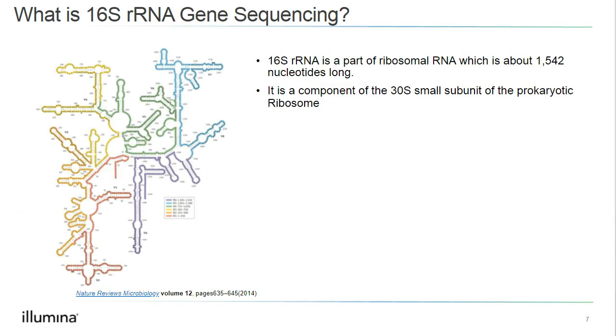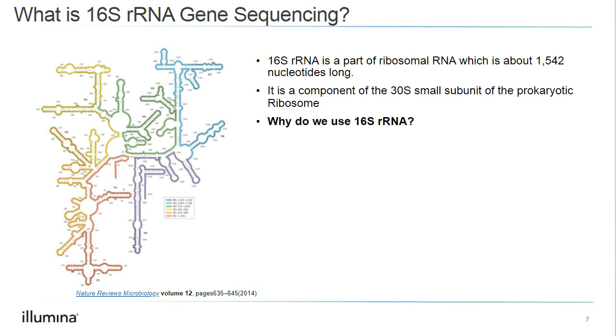All right, so what is 16S ribosomal RNA gene sequencing? 16S ribosomal RNA is a part of ribosomal RNA, which is about 1,500 nucleotides long. This is a component of the 30S small subunit. Why do we use 16S ribosomal RNA? As you know, 16S ribosomal RNA is used as a marker gene for classification of bacteria and archaea.